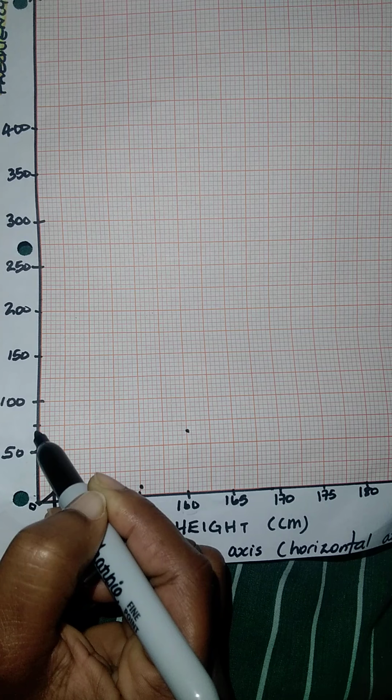I just want to mention that another name for a cumulative frequency curve is an ogive, spelled O-G-I-V-E. So this ogive that we're going to draw is the same thing as a cumulative frequency curve. Now, we need to know what we are going to use to draw this curve. There are two ways to draw an ogive, also known as a cumulative frequency curve.